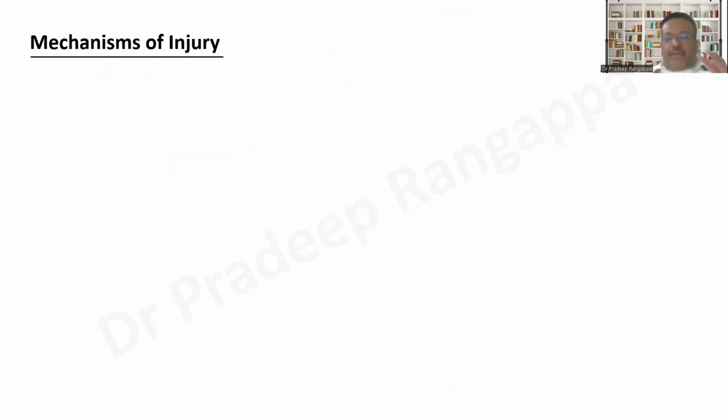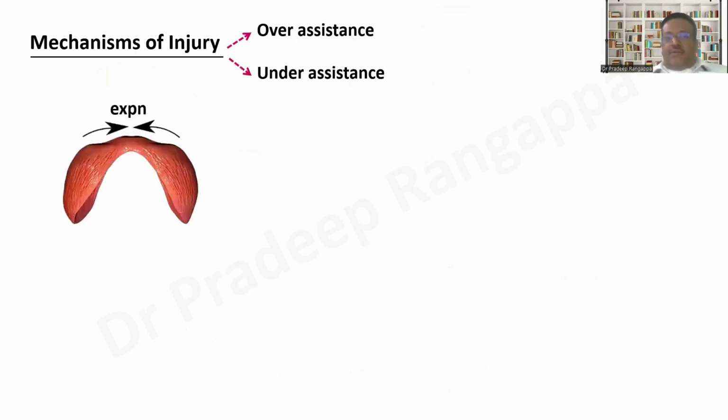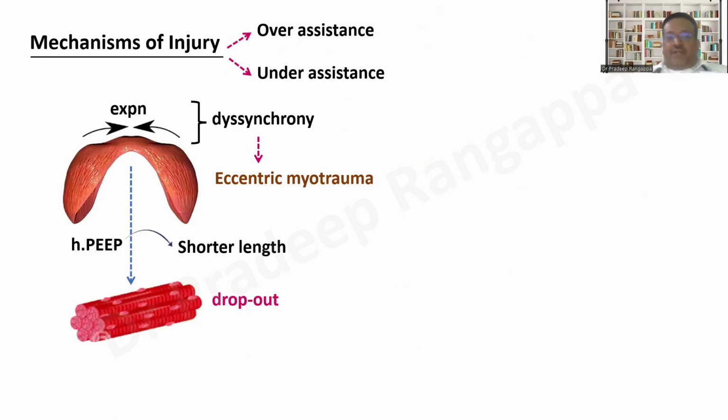Now coming to understanding the mechanisms of injury for the diaphragm. As I said, over-assistance is not good, under-assistance is not good. During the expiratory phase, the diaphragm tends to contract, and this contraction, coupled with dyssynchrony, leads to something called eccentric myotrauma, which leads to diaphragmatic dysfunction. If you provide high PEEP, more than what is needed for the patient, that leads to shortening of the fibers in the diaphragm, which leads to dropout of the myofibrils within the diaphragm, and that is called expiratory myotrauma. So this myotrauma is a term used distinctly for the diaphragm.